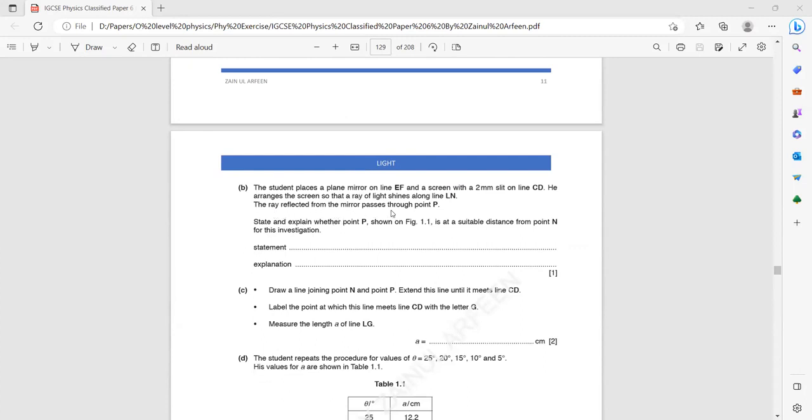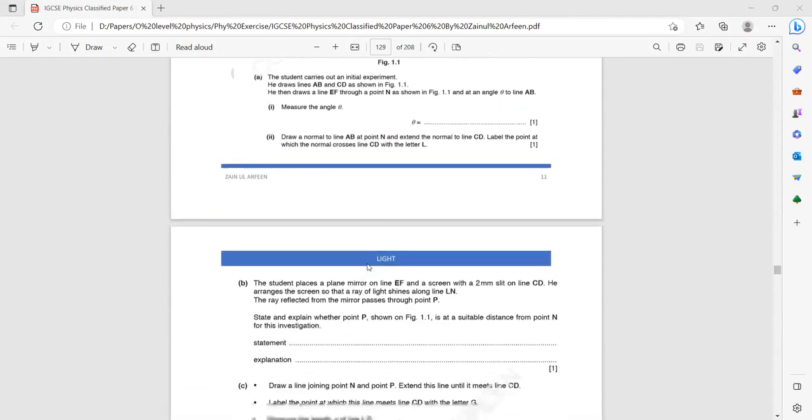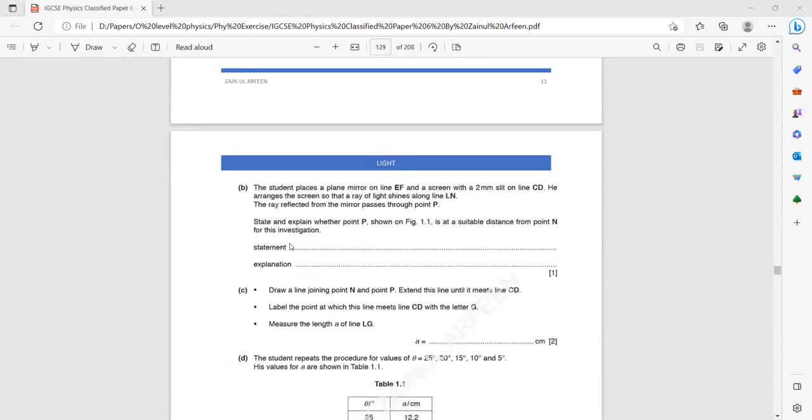And the ray is reflected from the mirror. So the student placed a mirror here, as I mentioned, on line EF. And there is a screen placed which has a slit, meaning there is an opening. What he observed is that the light from the lamp passes through the slit, strikes the mirror, and bounces back. The direction in which the light bounces back is P. But we don't have to draw anything right now, as it is not mentioned. This is just an experiment in which the experimental setup is there. The ray is reflected from the mirror and passes through point N.